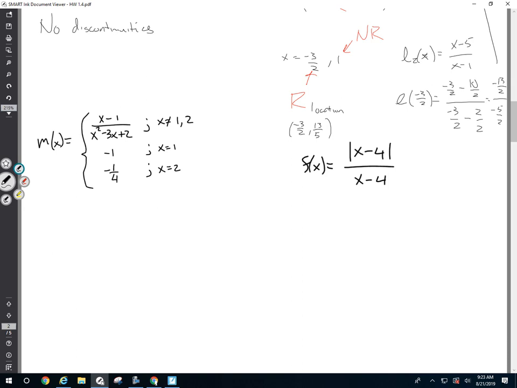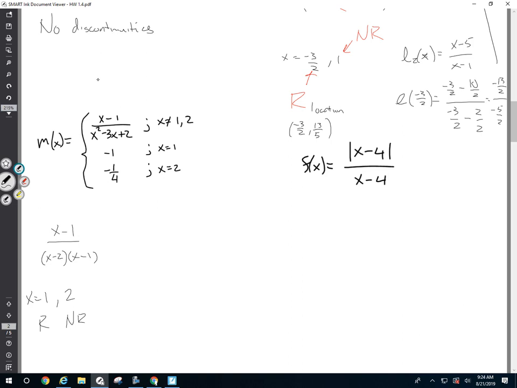Next two. All right, this is a great question, because for m, I'm using this piece for every single value except for 1 and 2. Well, if I evaluated just this piece, x minus 1 over x squared minus 3x plus 2, the denominator can factor into x minus 2 times x minus 1. I know that this would have a removable discontinuity at x equals 1, so I have a hole on this piece at 1. At 2, I'd have an asymptote.